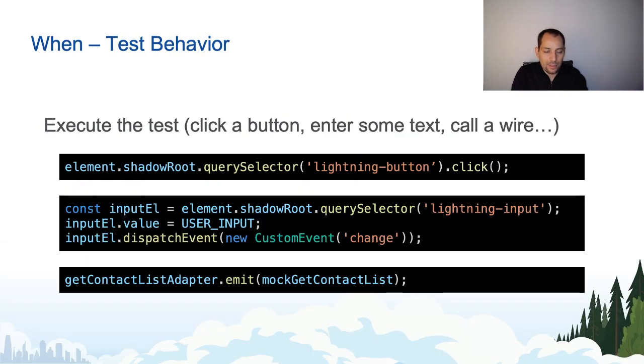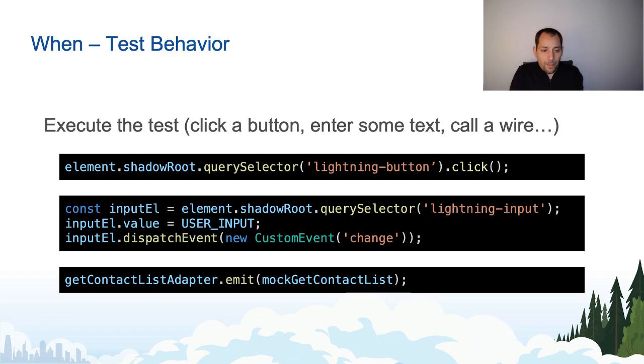The second phase is the when phase. This is actually what we're going to do to simulate a behavior, to test our behavior. And generally it has to do with events. So it can be clicking on a button, entering some text in an input field, or even calling a wire to retrieve data from the platform. So here in these code extracts, I have three different use cases. They're not related to the first one, but let me comment on them anyway.